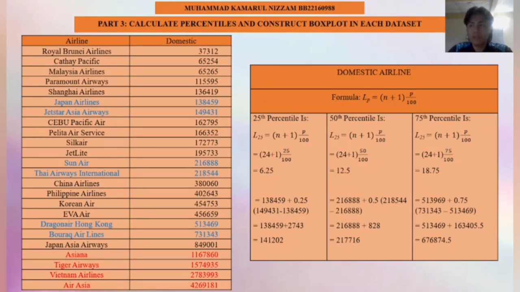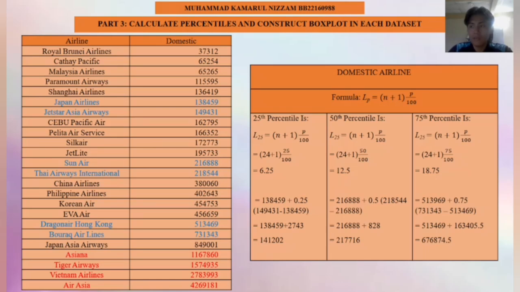Today I will discuss part 3 in the assignment, which is calculate percentiles and construct box plot in each dataset. The first step is to arrange all the data according to ascending numbers. To calculate the percentiles for domestic and international airline, use the formula LP equal (N plus 1) P divided by 100. For both domestic and international airlines, the 25th percentile is 6.25, the 50th percentile is 12.5, and lastly the 75th percentile is 18.75.